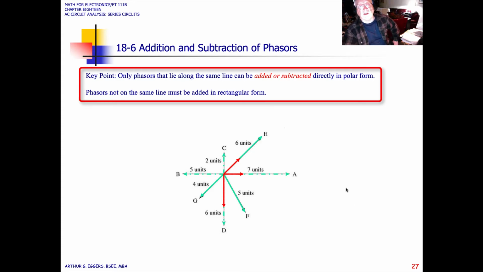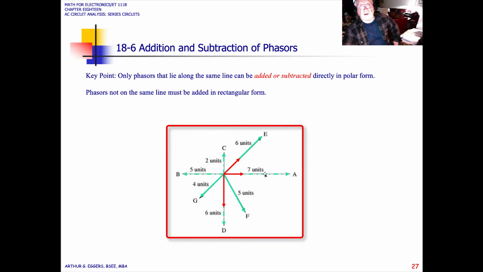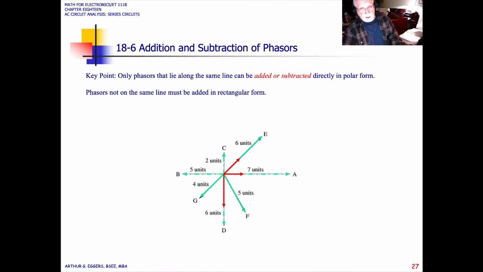So all that's telling you is that the two vectors on the x-axis here, A and B, can be subtracted from each other. A positive 7 minus 5 units will leave a vector of 2 units. So that ends up being our resolved or resultant of those 2 units. And the same thing applies for the others. So the only time you can do this directly is if they lie on the same line.